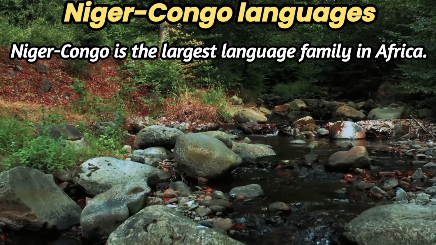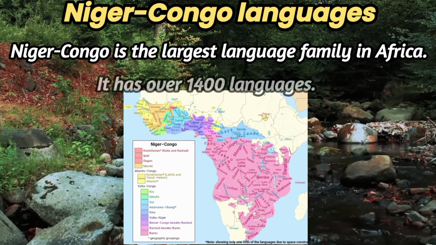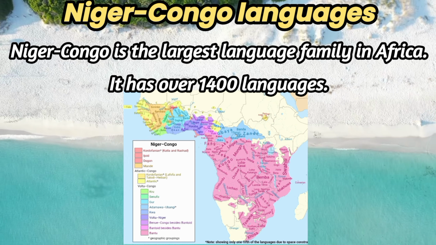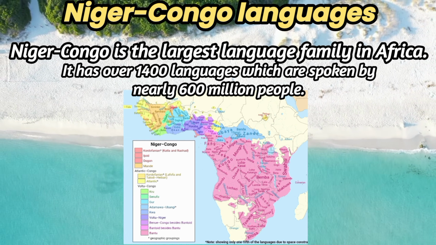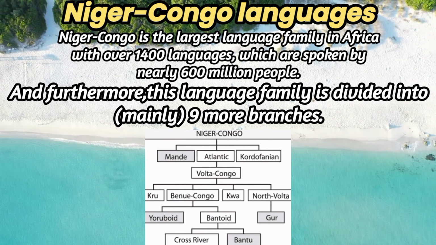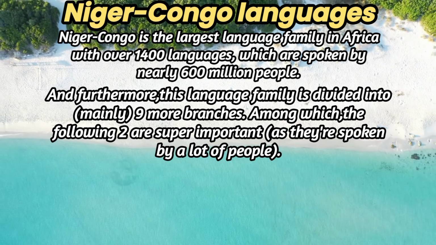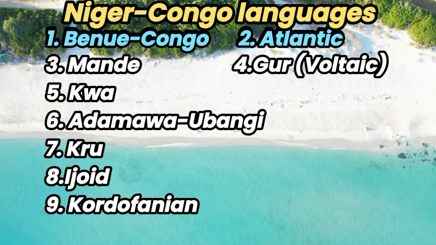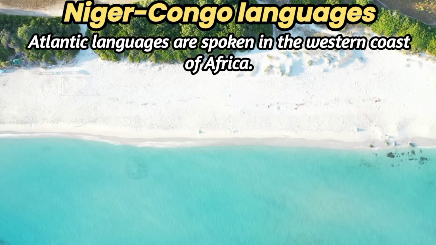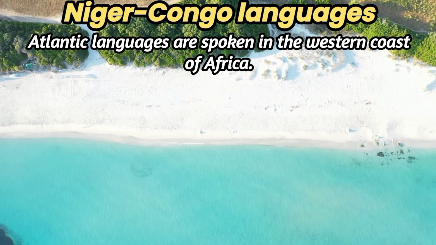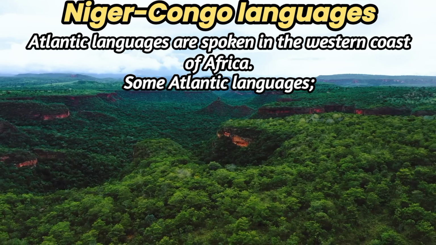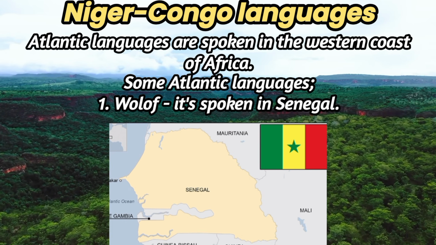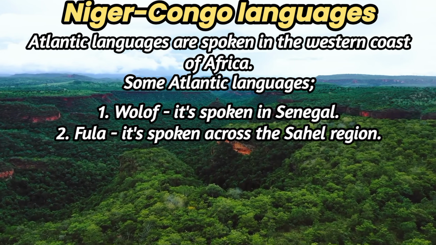Now Niger-Congo is the largest language family in Africa with over 1,400 languages, which are spoken by nearly 600 million people. And furthermore, this language family is divided into nine more branches, among which two of them are super important: Atlantic languages and Benue-Congo languages. Now Atlantic languages are spoken on the western coast of Africa. Prominent languages include Wolof, which is spoken in Senegal, and Fula, which is spoken across the Sahel region.